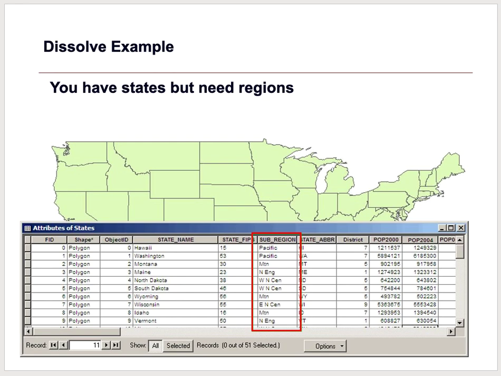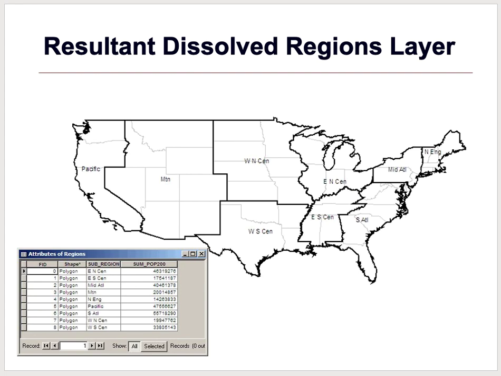This is another dissolve example. You have states, but you need regions. So you could see here in this attribute table, our field name, it's very small, but our field name is called subregions. And within that, we have Pacific and mountain. So when you dissolve specific states that fall within these subregions, your output looks like this. So we could see these states here were dissolved and aggregated into one single polygon, which is called Pacific.